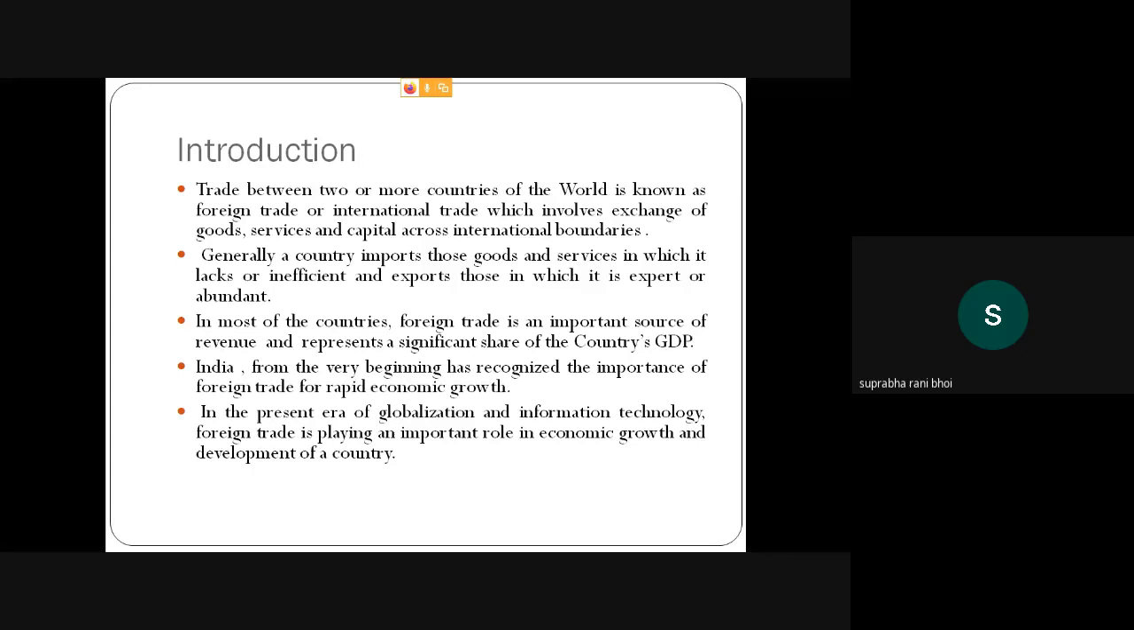So in order to earn foreign exchange, we import those goods and services. In this way, foreign trade emerges when trade relations take place between two or more countries of the world. Clear? Generally, in most countries, foreign trade is an important source of revenue and represents a significant share of a country's GDP. India, from the very beginning, starting from our independence, has recognized the need for foreign trade, and foreign trade is very much essential for the rapid economic growth of our country, because foreign trade doesn't mean only the export of goods and services.